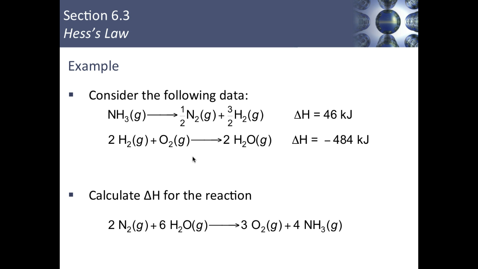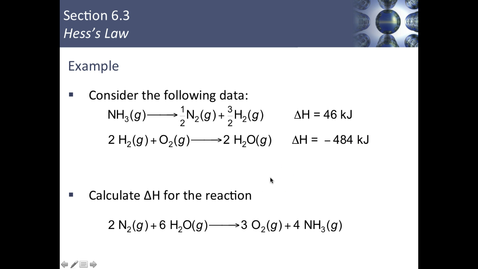So taking a look here, this is an example that we want to walk through. We're given that ammonia gas breaks down into 1/2 mole of nitrogen and 3/2 mole of H2. In this process, delta H is going to be 46 kilojoules. Similar thing if we look at hydrogen forming water. We have 2 hydrogen gas with 1 oxygen gas going to produce 2 water, and delta H is negative 484 kilojoules.